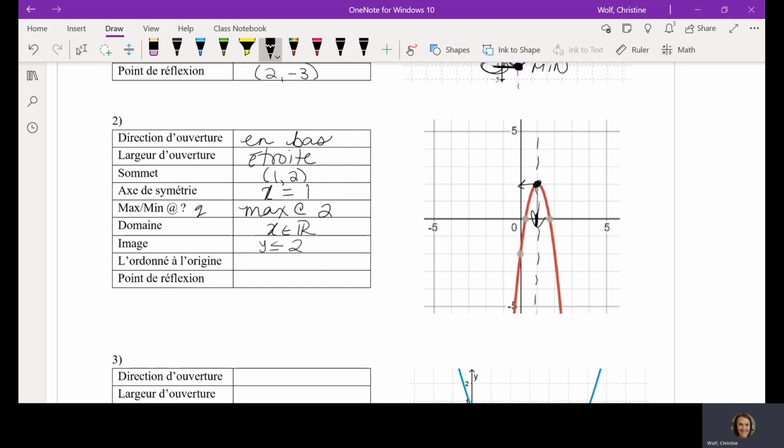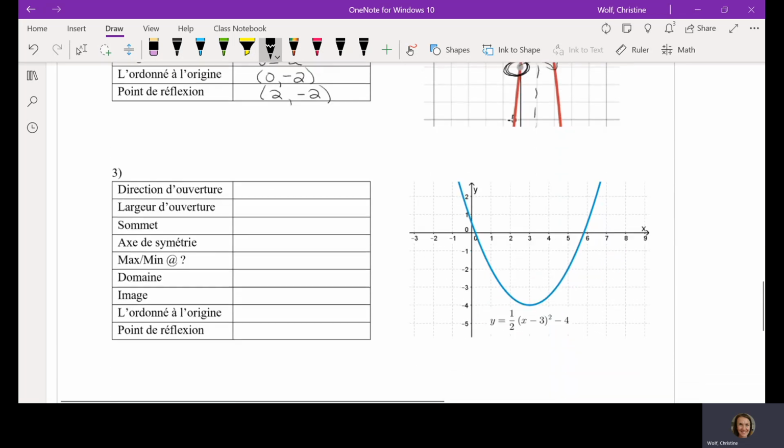L'ordonnée à l'origine, où est-ce que ça coupe l'axe de Y? La première fois, c'est là. So c'est 0. And then la valeur de Y là, c'est negative 2. Point de réflexion, it's the same point, but on the other side of your mirror. So ça, c'est le point X égale 2, Y égale negative 2. Et voilà.